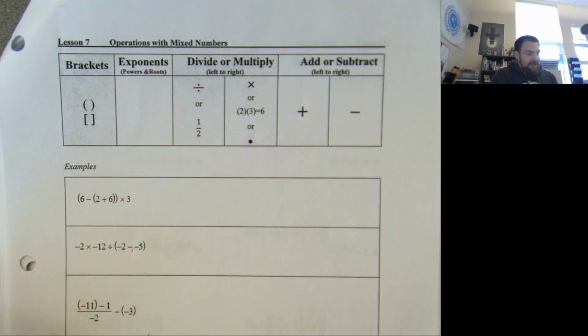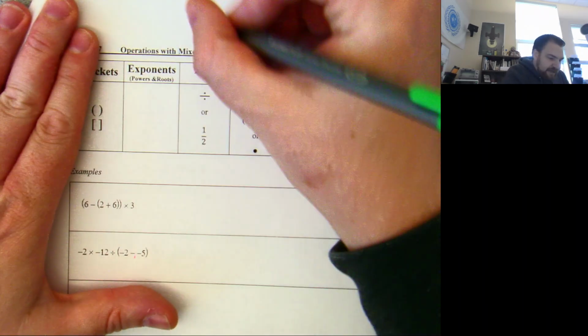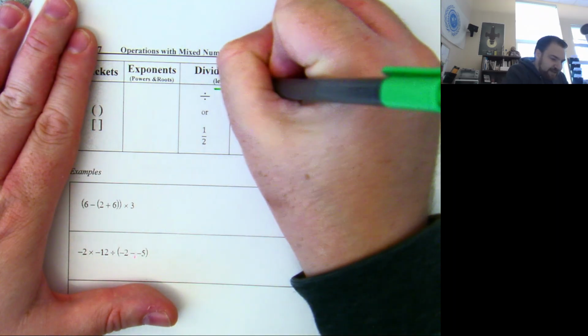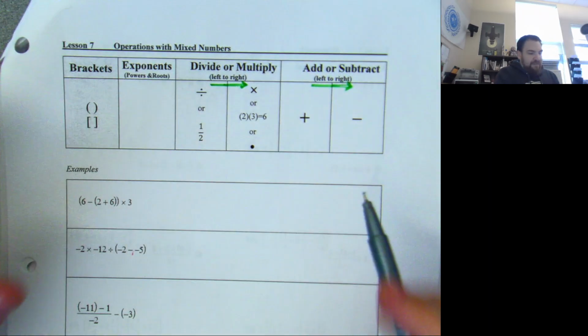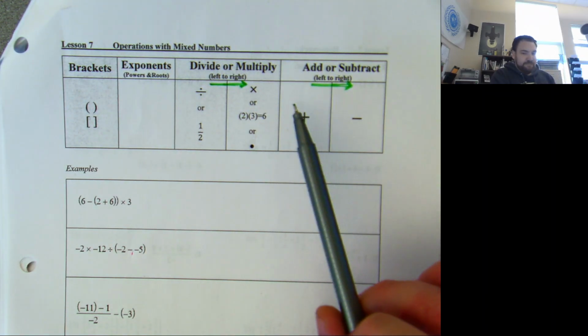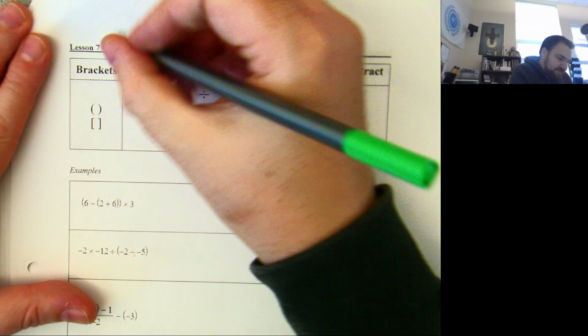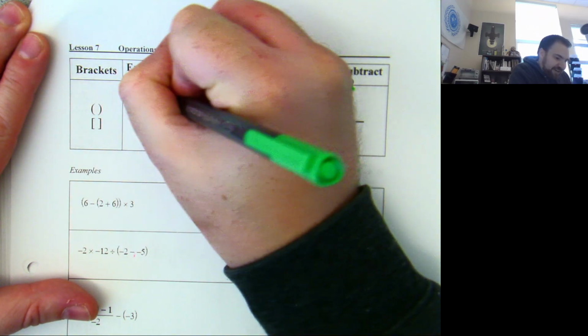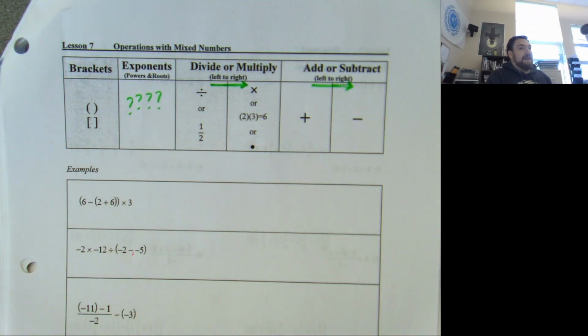BEDMAS: brackets, exponents, division or multiplication, addition or subtraction, and within each of those, left to rightness. When we've got a combination of these, we have to work left to right. Exponents we're going to leave for a bit. Next chapter is all about exponents, so we're going to revisit BEDMAS again for the fourth time using exponents next chapter.